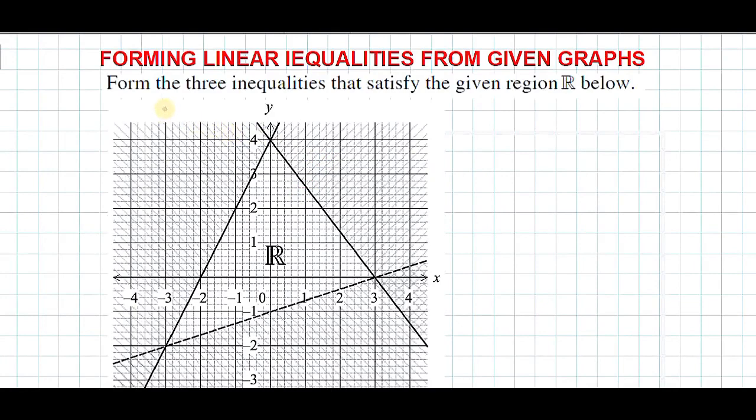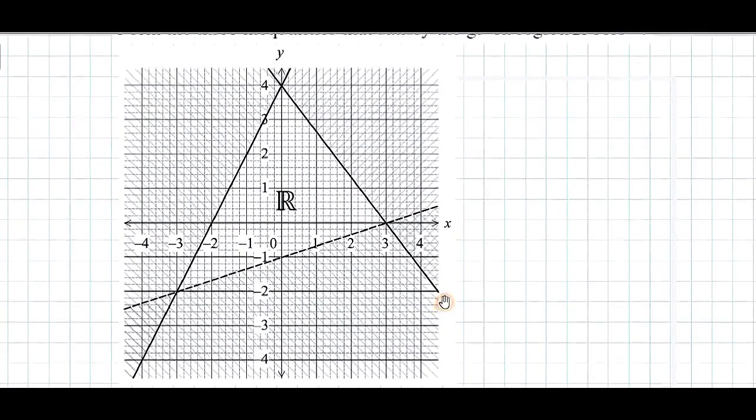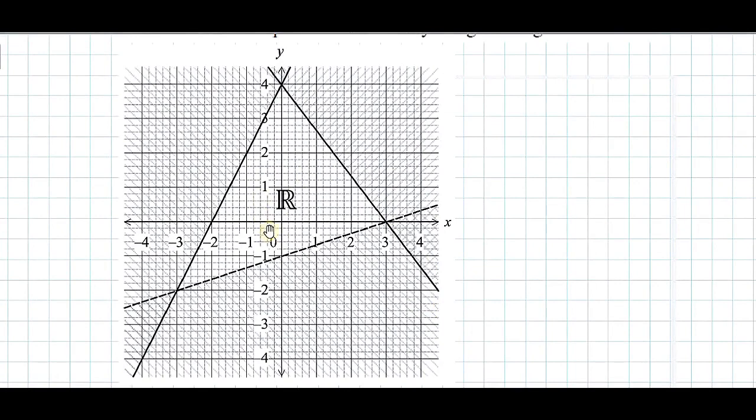In this video, we're going to learn how to form linear inequalities from given graphs. The question reads, form the three inequalities that satisfy the given region R below. Now the region is as shown. So we have region R enclosed by the three lines shaded.